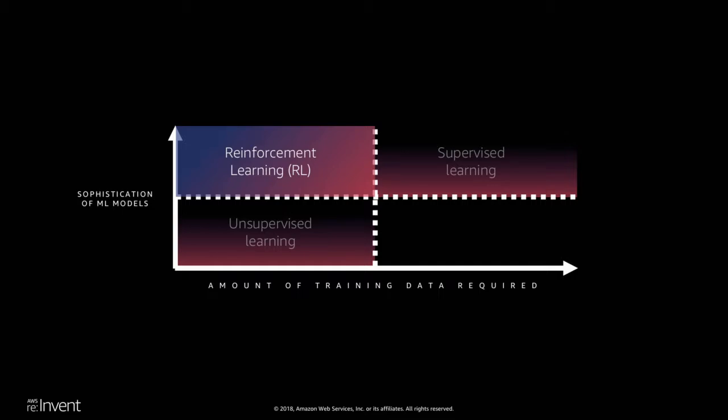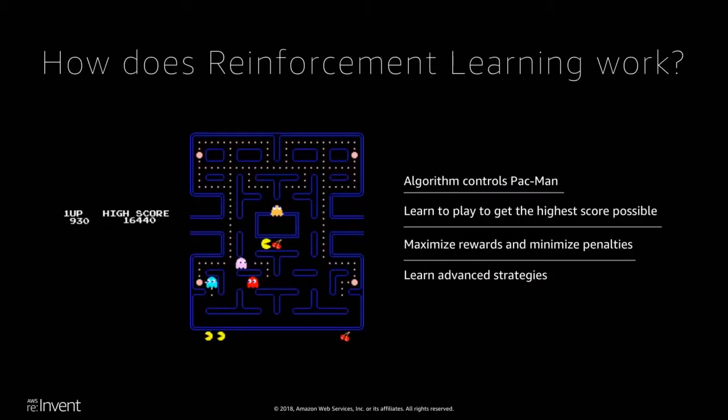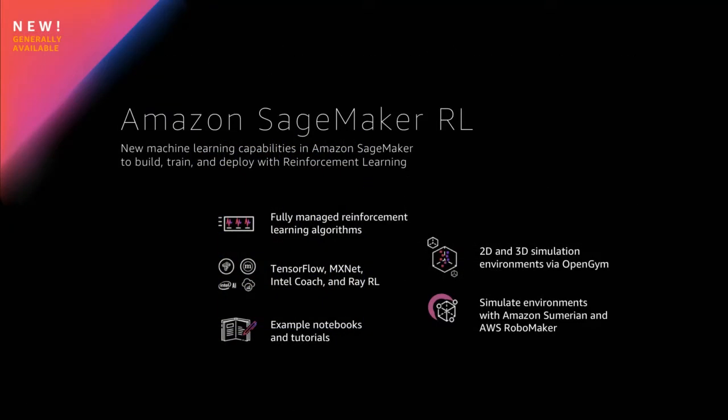Supervised and unsupervised learning is where lots of things happened in recent years, but now there's lots of focus on reinforcement learning. Reinforcement learning is when you have a dynamic environment and you want to train something to win and reach some specific goal, like be good at Pac-Man or be a good self-driving car in a dynamic world. And that's why we added the capabilities to do reinforcement learning very easily now in SageMaker.